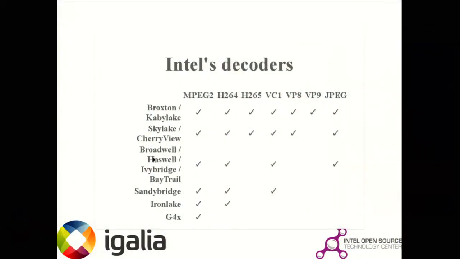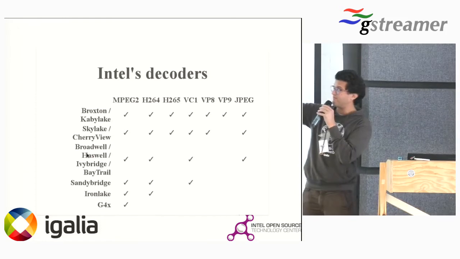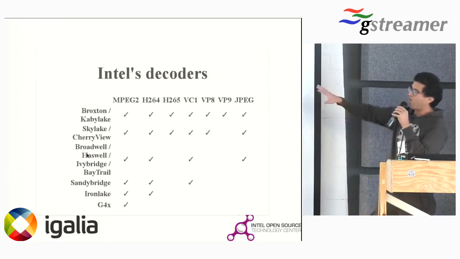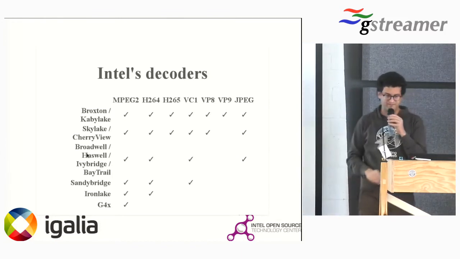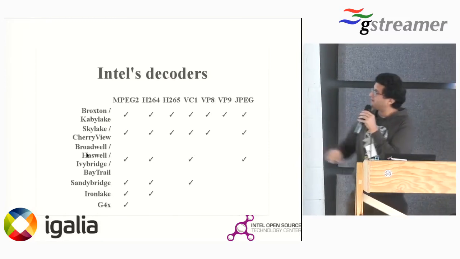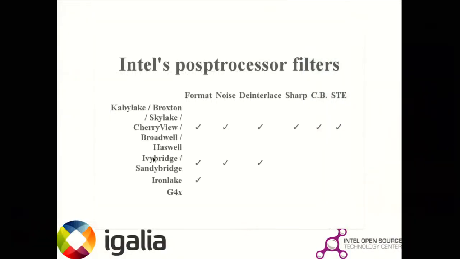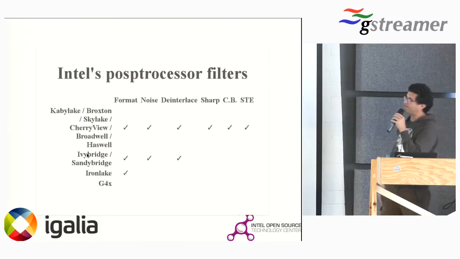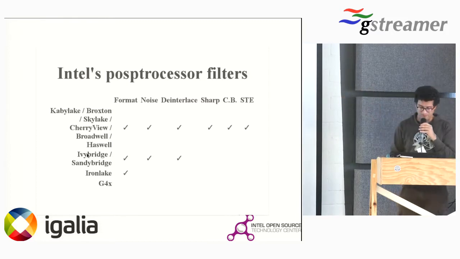Just to put an example about the Intel decoders, there are the chipsets Cave Lake, Skylake, Broadwell, Haswell, and which decoders are available depending on the chipset. There is just a simple matrix for that. For example, Skylake supports VP8, but only under certain circumstances. There is the same for the processor filters. You have format changes, noise reduction, deinterlacing, sharpening, color balancing, and skin tone enhancement. And you can also see which chipsets are related to which filters.